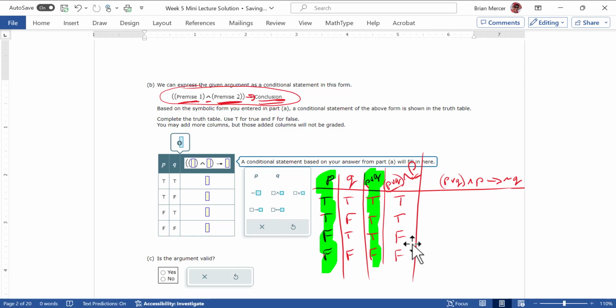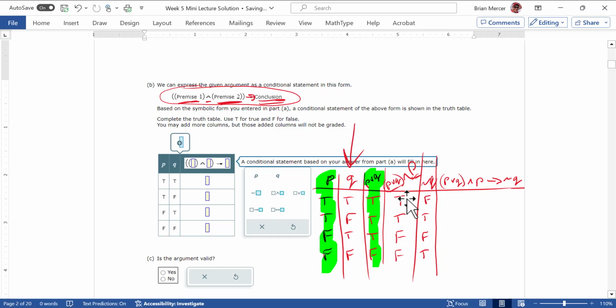And then the one last thing I need to fit in here is the negation of Q, which that's real easy. That's just negating whatever, the opposite of this column. So that's just negating Q. So that's going to be false, true, false, true.